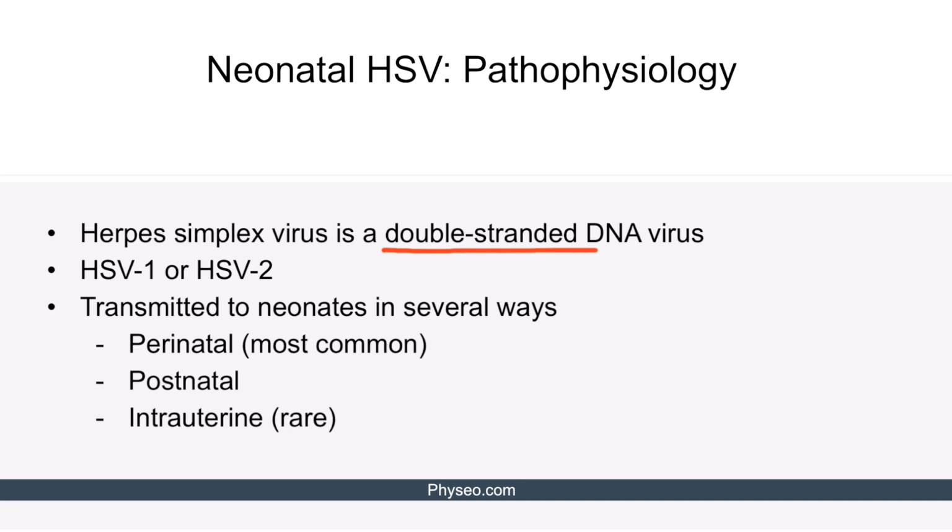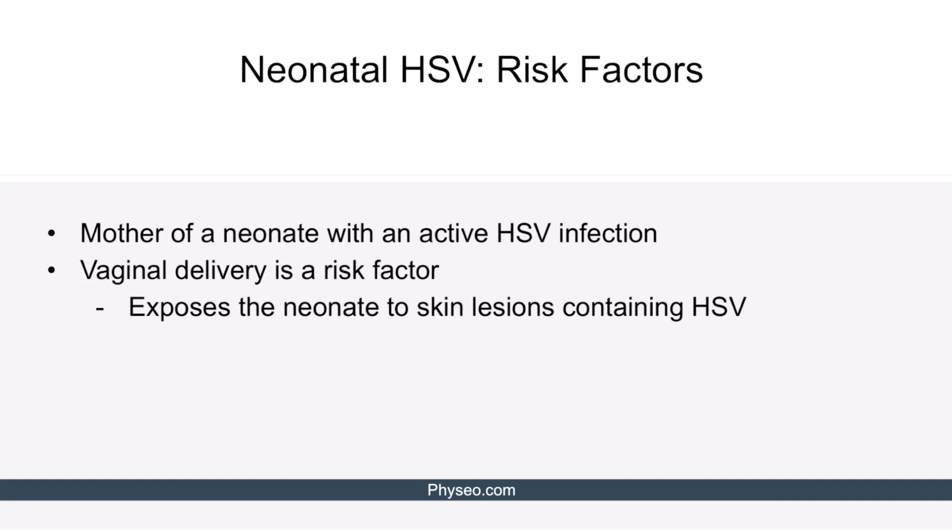Herpes simplex virus is a double-stranded DNA virus, and there are 2 types, HSV1 and HSV2. And the virus can be transmitted to the neonate in several ways. The first is perinatal, and this is the most common form of transmission. This form of transmission typically occurs when the baby comes in contact with the mother's herpes skin lesions during birth, so perinatal transmission. The second is postnatal transmission, which means the baby contracts the virus sometime after birth. And the third is intrauterine transmission, and that occurs when the virus passes from mother to baby in utero. And that one's pretty dangerous, as implied by the TORCH infection. But fortunately, that form of transmission is pretty rare.